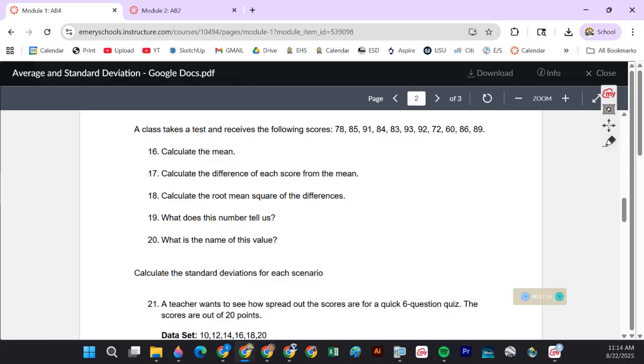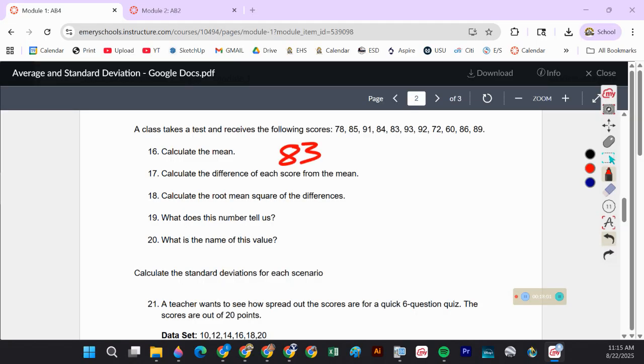A class takes a test and gets the following scores. So I'll work this one with you. Let's find the average. I will race you. I'm going to lose because I'm pushing the wrong button. What'd you get? So the average is 83.